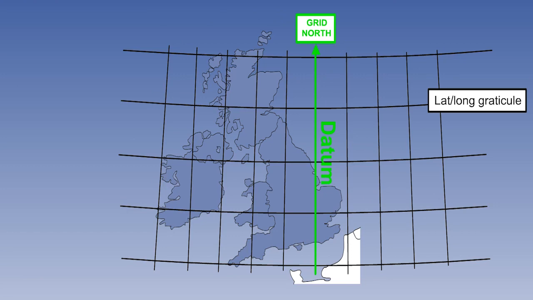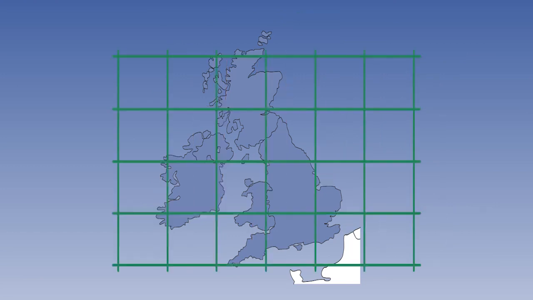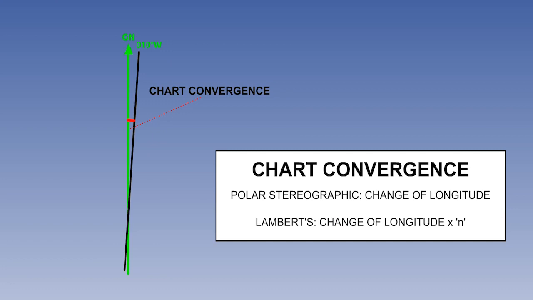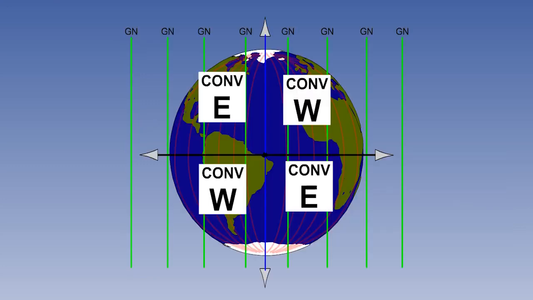We choose one particular meridian as the datum, and from this we define our grid. We showed that our normal definition of chart convergence is also the difference between true and grid north at any point on the chart. So we can calculate the convergence by taking the change of longitude between the datum and any particular longitude on the chart and applying the normal rules, depending on whether it is a polar stereographic or Lambert's chart. Remember the rule EWWE to work out whether the sense of the convergence is east or west.